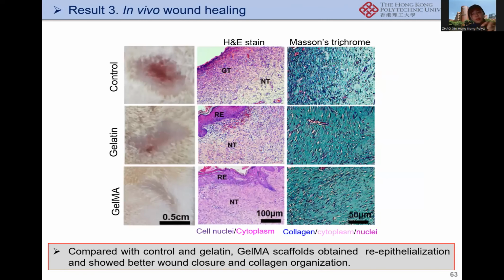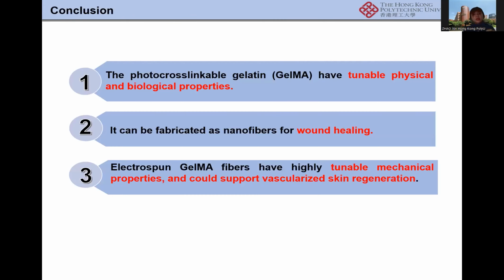And then we implant these scaffolds into the rabbit ear model to see the wound closure. We can see that both the GelMA and the gelatin can support this kind of wound healing, and we can have very nice organization of the collagen. This shows that these GelMA can have tunable physical and biological properties.